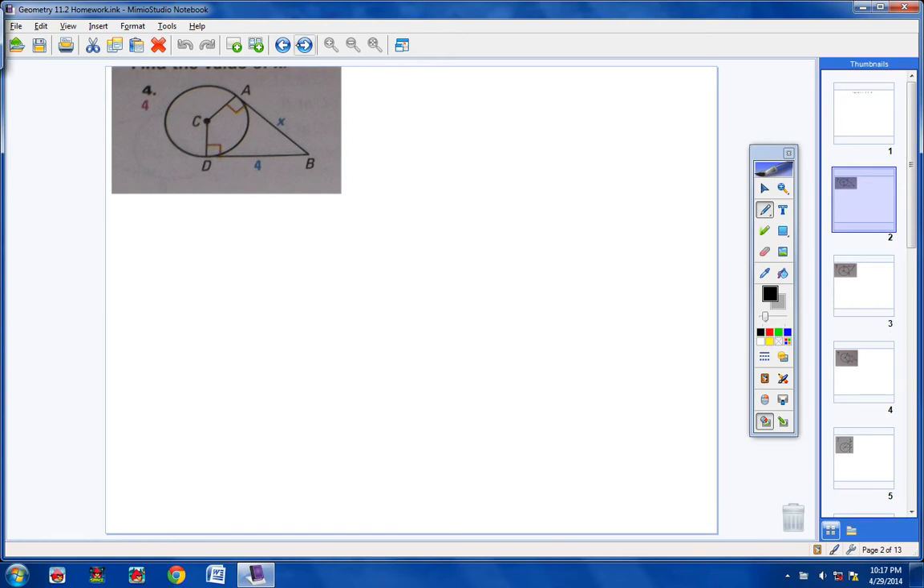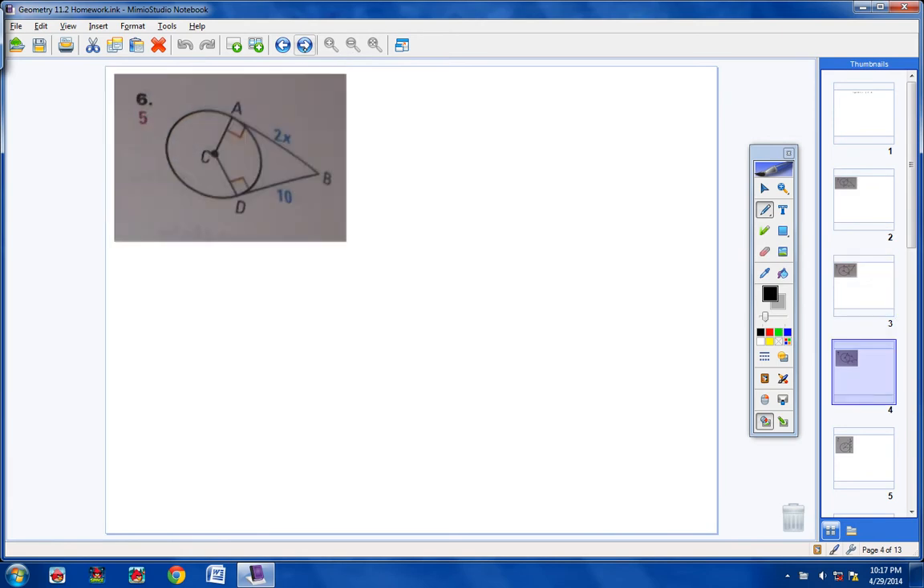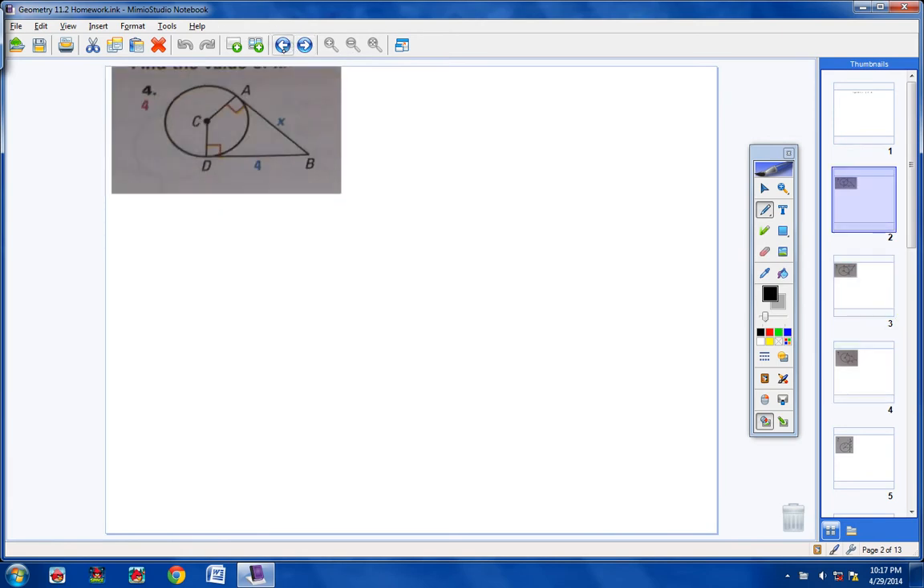Now, for numbers 4, 5, and 6, they all have one thing in common, and please listen to me carefully. They have a tangent segment coming off of a circle and a tangent segment coming off of a circle, and they're coming from the same point. Now, what we learned in class when we studied 11.2 was this.